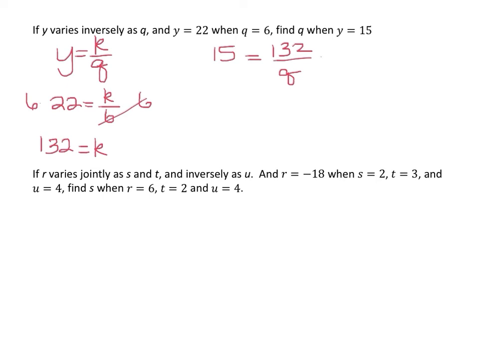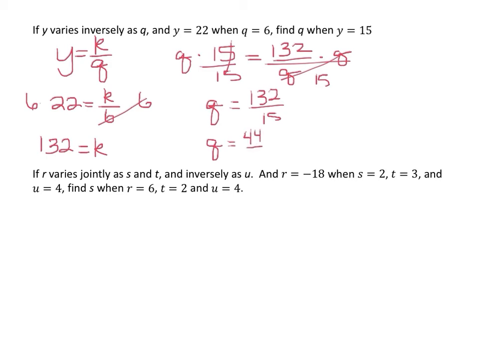Well, here we'll need to multiply both sides by q, and then we'll need to divide by 15. So that q is equal to 132 over 15. Plugging that into your calculator, you get 44/5, or you can say that it's 8.8.